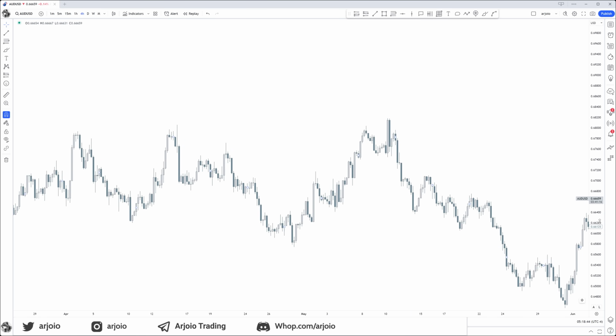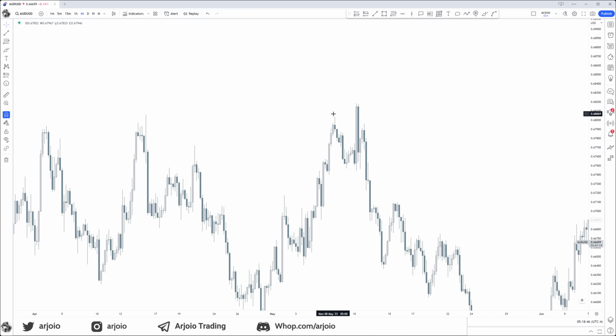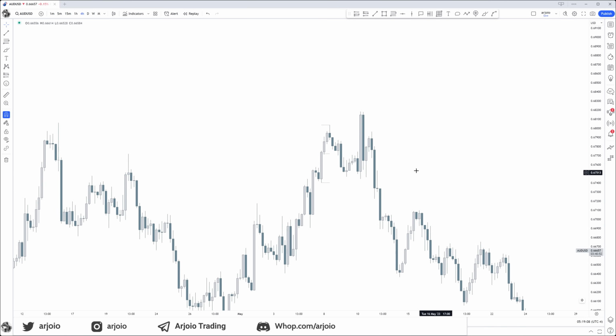So for example, right here we have this range. Let me mark it with my Fibonacci right here. This is a range, right? Is it a dealing range though? It took out buy side liquidity to the left because it took out swing highs, right? Did it take out sell side liquidity? No, it didn't. So it's not a dealing range.